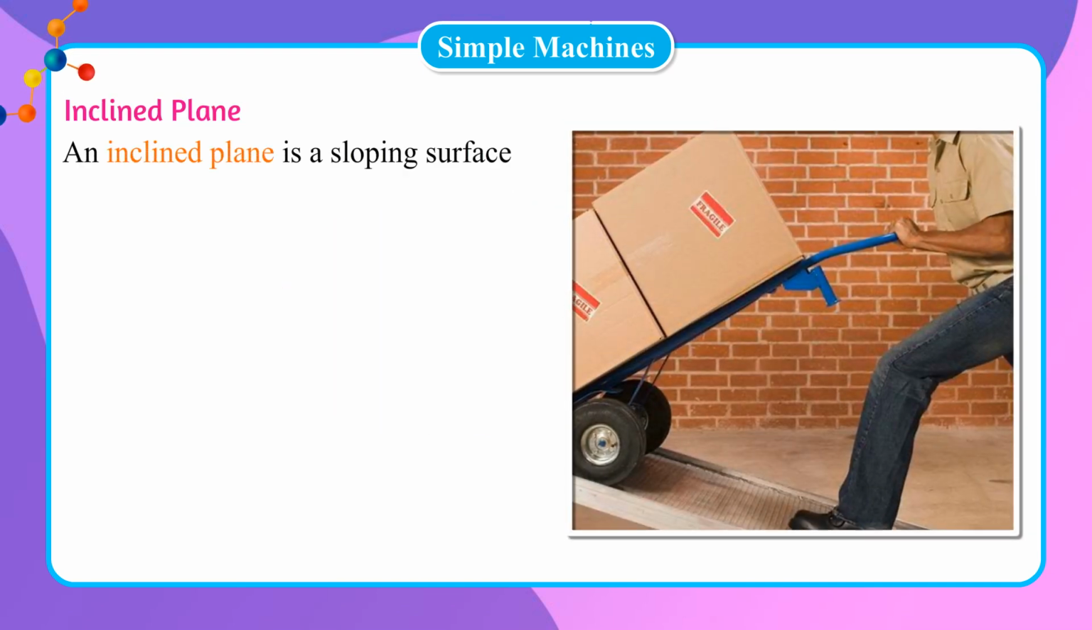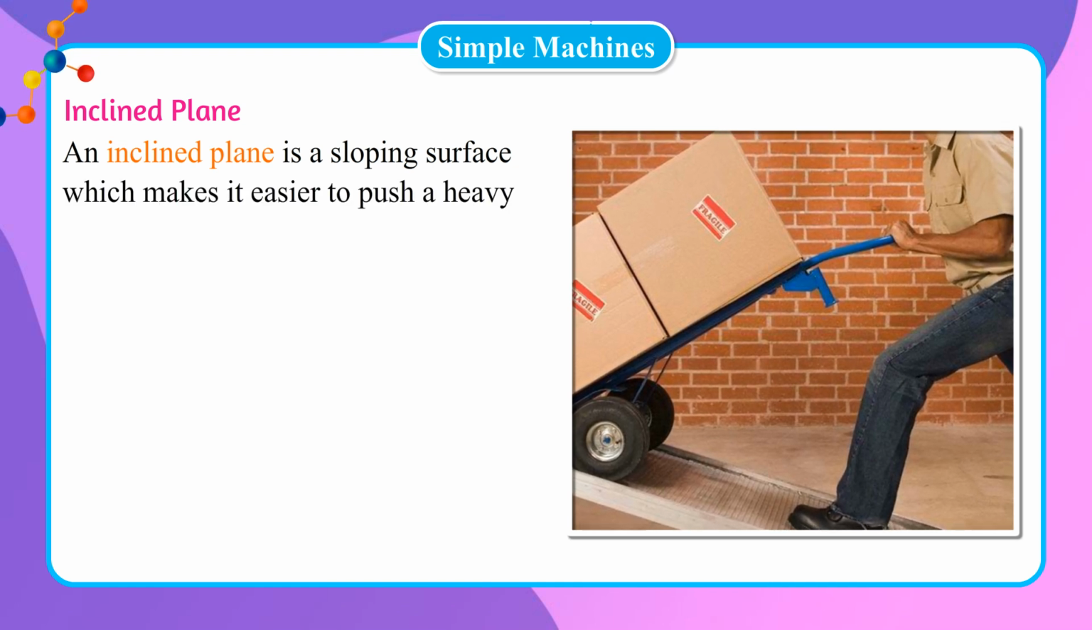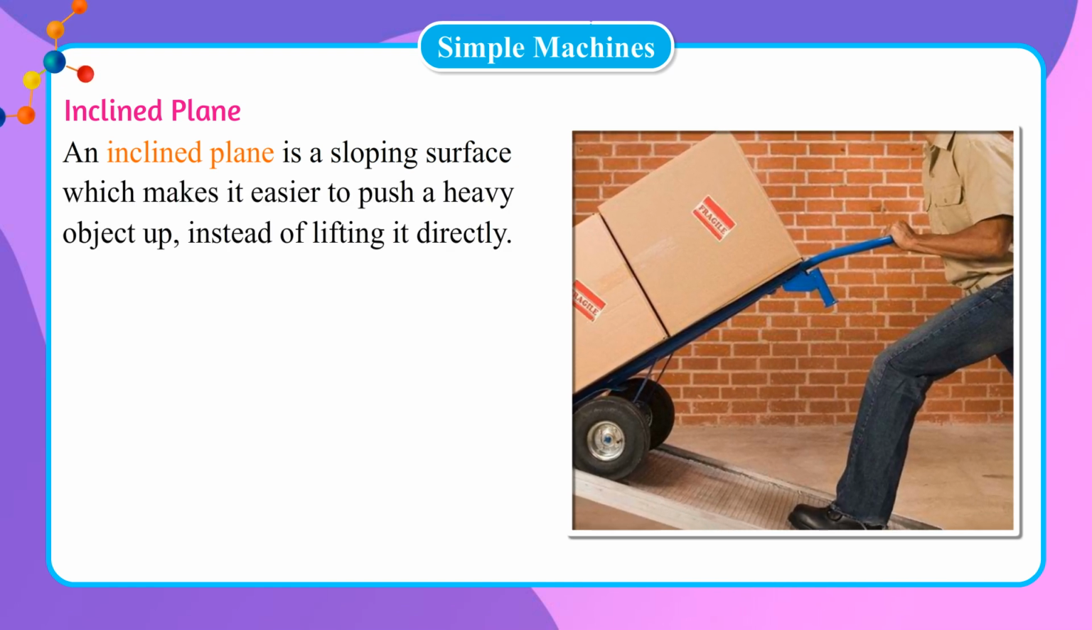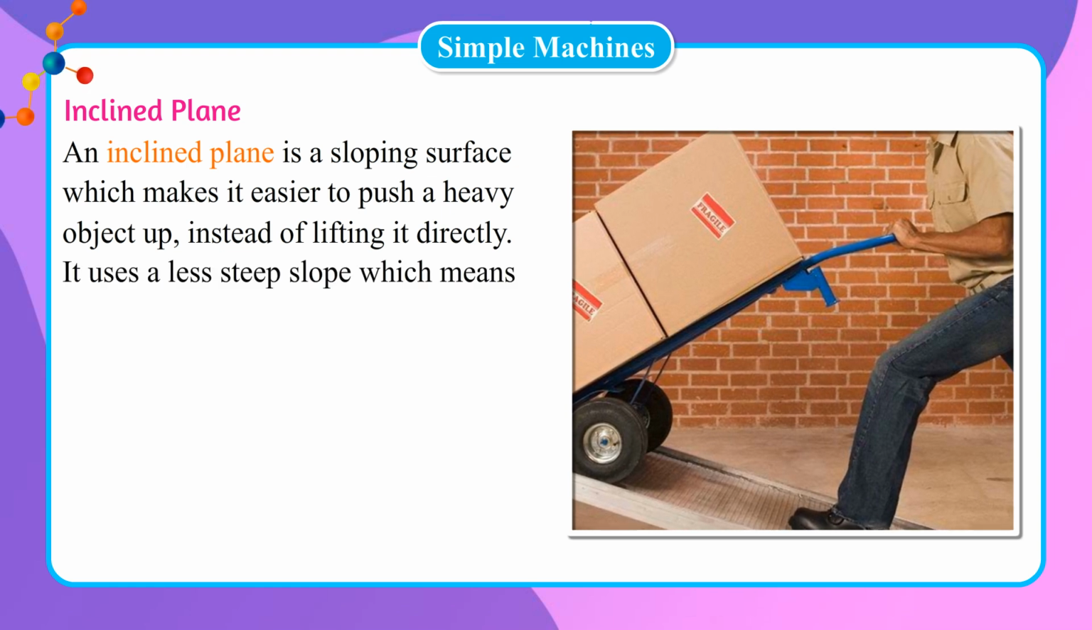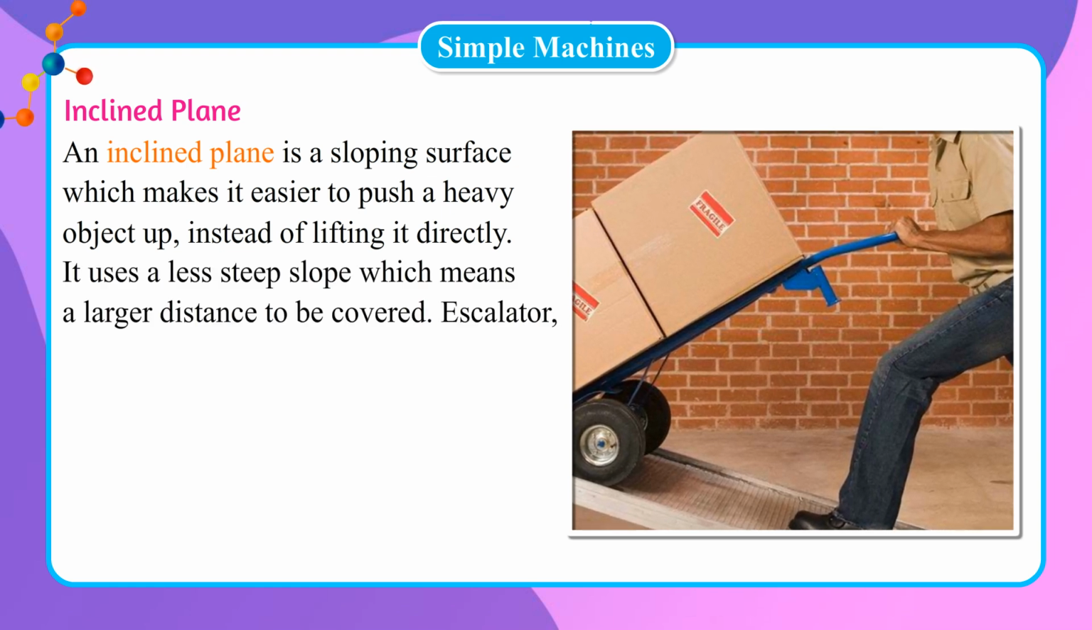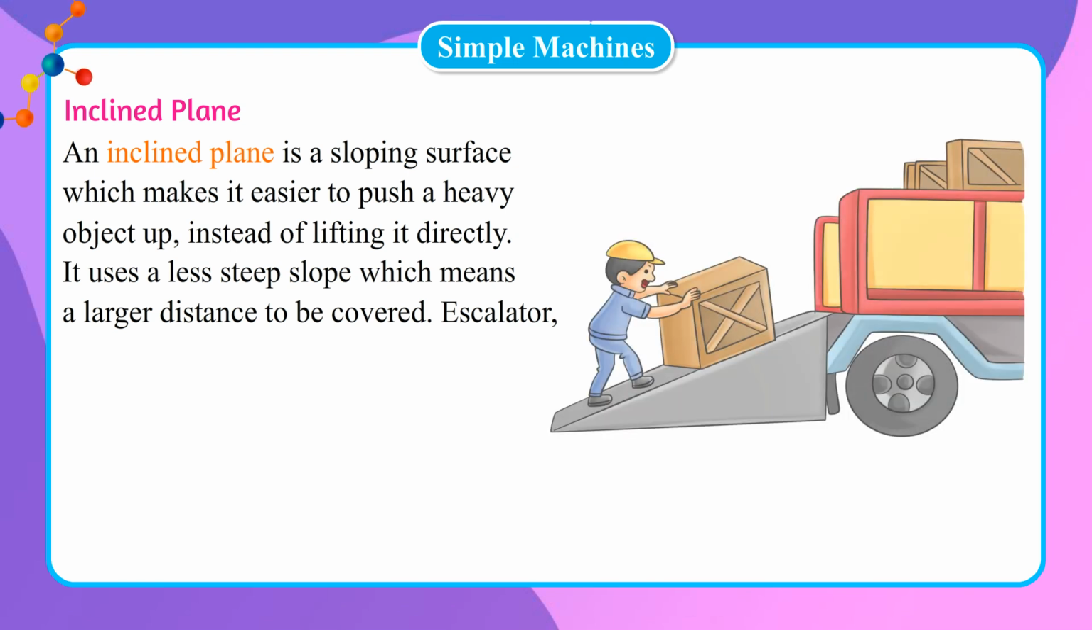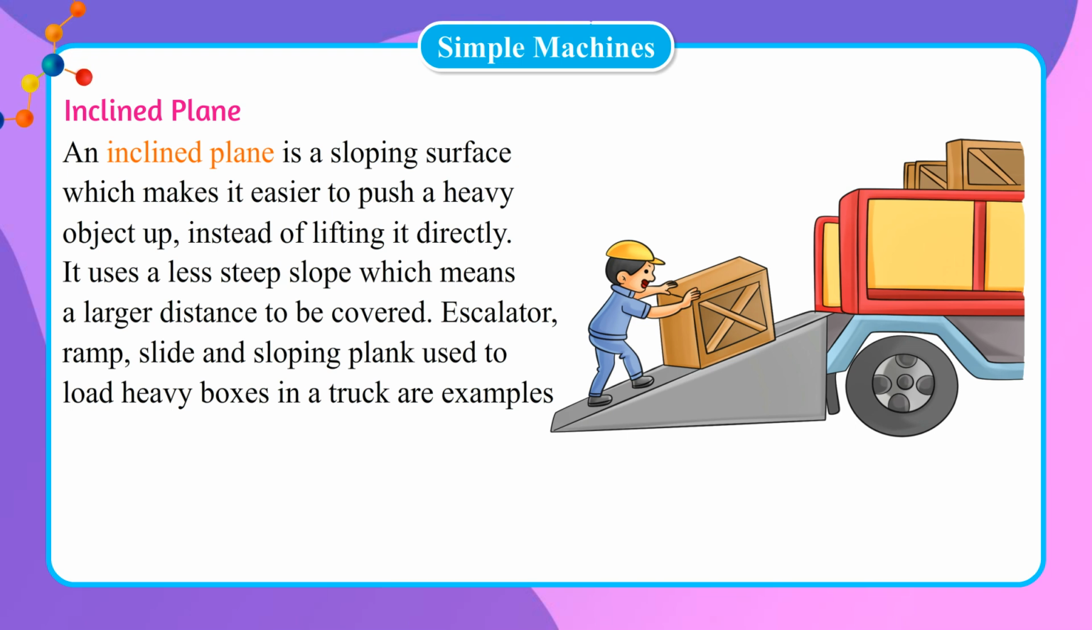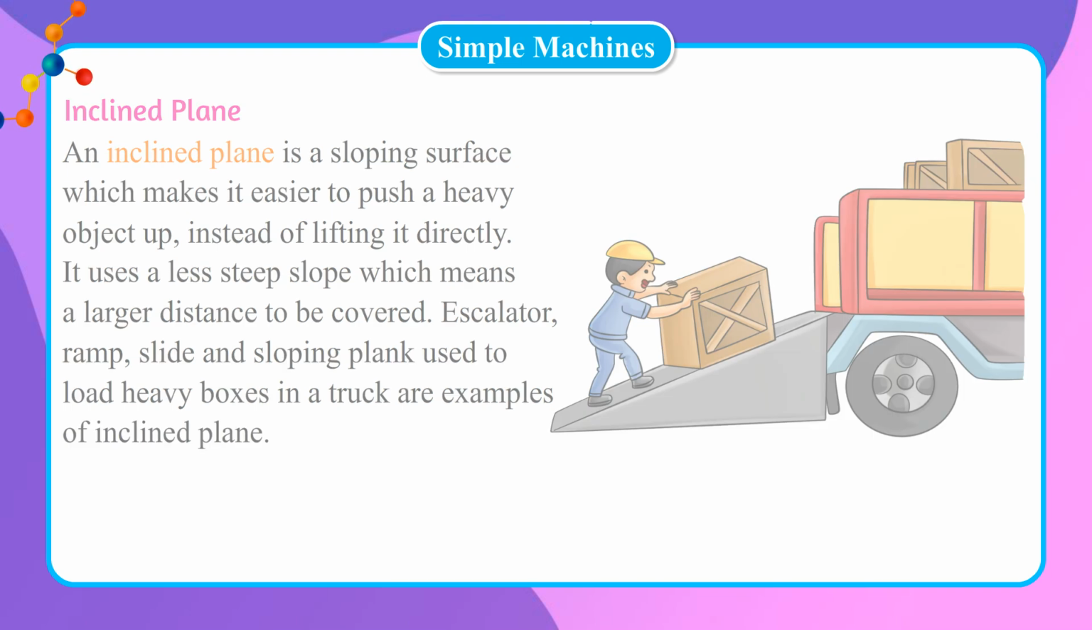Inclined plane. An inclined plane is a sloping surface which makes it easier to push a heavy object up, instead of lifting it directly. It uses a less steep slope, which means a larger distance to be covered. Escalator, ramp, slide and sloping plank used to load heavy boxes in a truck are examples of inclined plane.